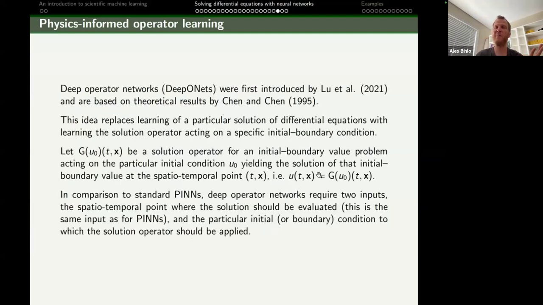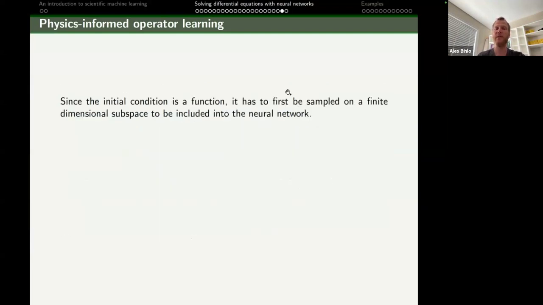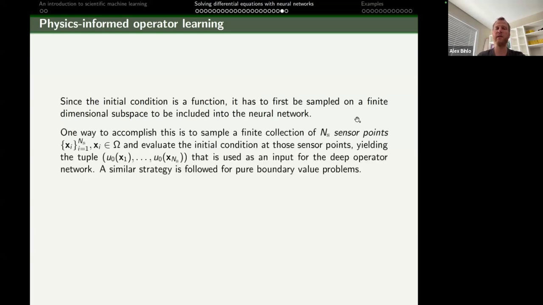And then there is a complication that arises here. You should already sort of scream, okay, but the initial condition is a function, right? So how do I feed a function in here? Because a function is an infinite dimensional vector. So somehow this function has to be sampled to be able to be passed into the neural network. And typically this is done by sampling the initial condition at a finite dimensional subspace.